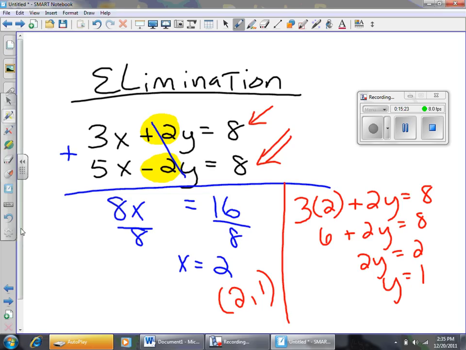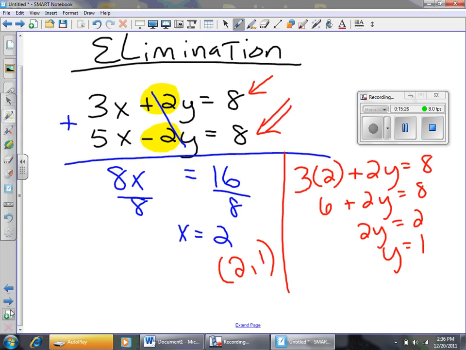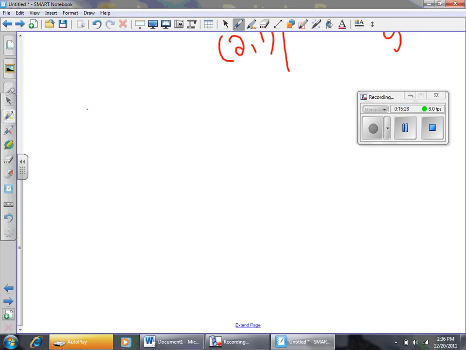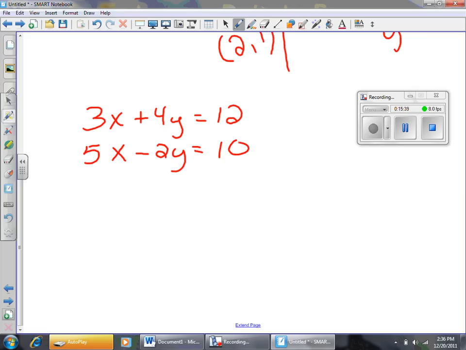All right, I'm going to put up a little more complex version. Let's say I have 3x plus 4y. We'll make that equal to 12. And then I'll have 5x minus 2y, and we'll make that equal to 10. All right, now check this out. Looking at my coefficients, none of them match up. But I do notice on my y's that the 4 is double the negative 2.